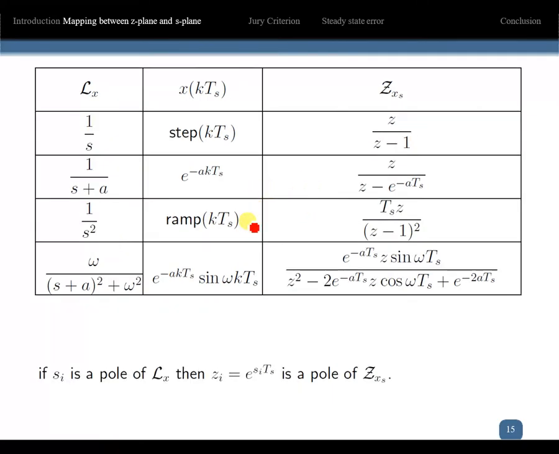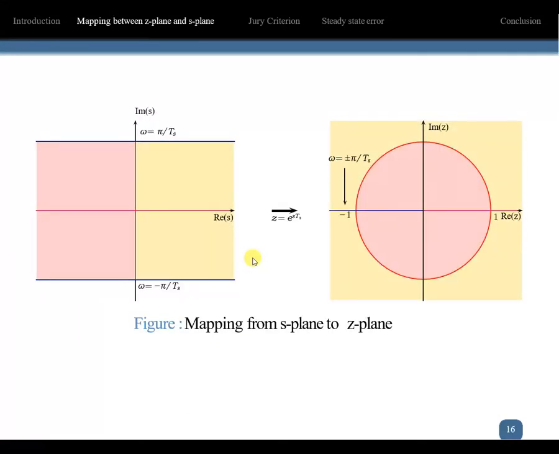Now, mapping from the S-plane to the Z-plane. Any point in the S-plane I put in the transfer function with Z equal to e to the sTs, I can go to the Z-plane and you will see the origin part. The red part, where my system becomes stable, is exactly the left half of the plane, and the right part, the yellow part, becomes outside of my circle. My system will be unstable.